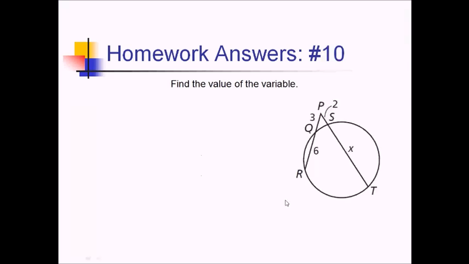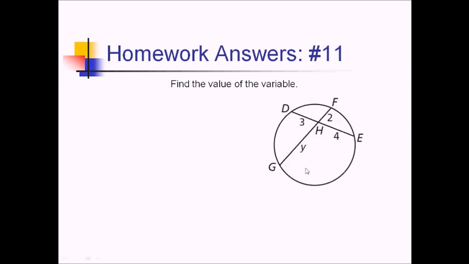For number 10, we've got two secants. So we'll do the outer segment times the sum of the two segments for each of these and set them equal. So we can write 3 times 3 plus 6 equals 2 times 2 plus x. So that's 3 times 9, or 27. And over here we've got 4 plus 2x. Subtracting 4, that's 23. Divide by 2, that's going to be 11.5, or 23 over 2.